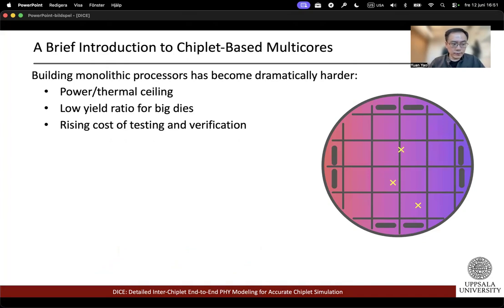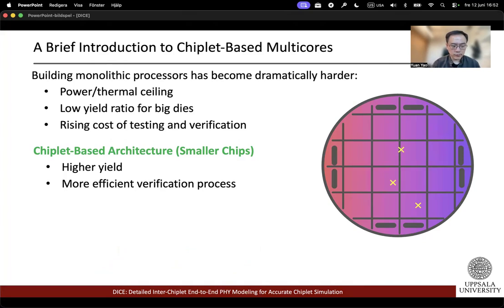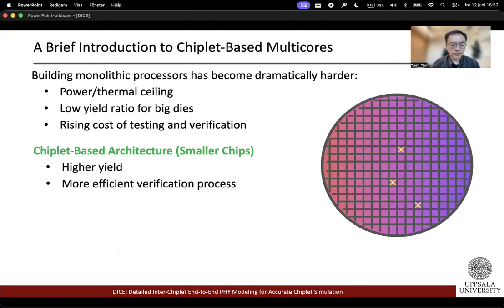Let us begin with the motivation. Building a large monolithic processor has become increasingly difficult. We run into power and thermal limits, yield decreases as dice goes larger, and testing and verification becomes more expensive. Chiplet-based designs address these issues by splitting a processor into smaller chips. This can improve yield, make verification more modular, and allow different components to be reused or manufactured separately.